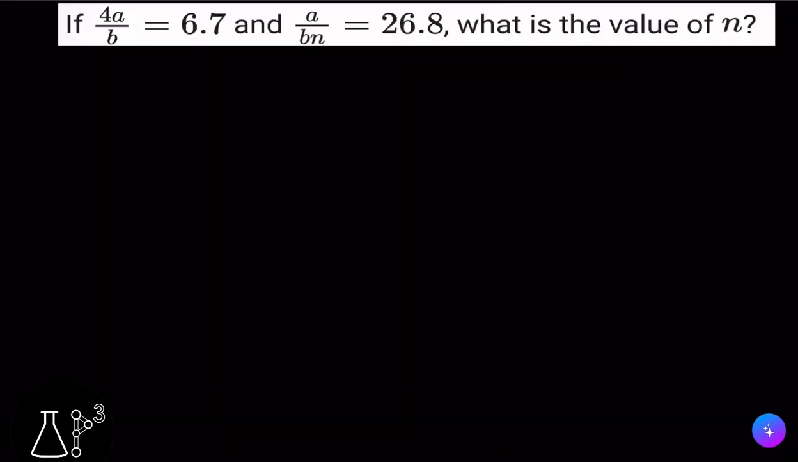Okay, let's do a different question compared to the ones that we did today. If 4a divided by b equals 6.7 and a divided by bn equals 26.8, what is the value of n? So I'm given two equations. I'm given that 4a divided by b equals 6.7 and that a divided by bn equals 26.8. And we're looking for the value of n.